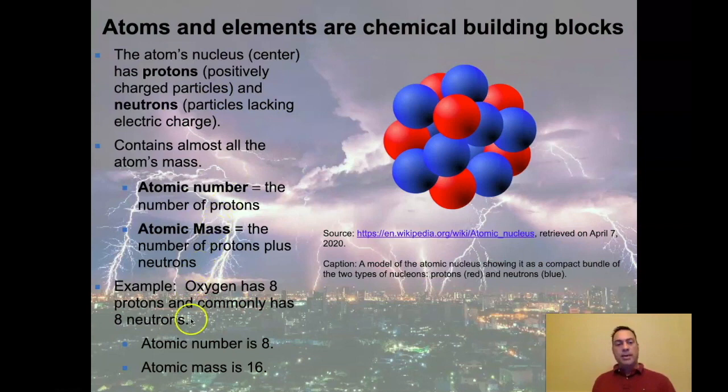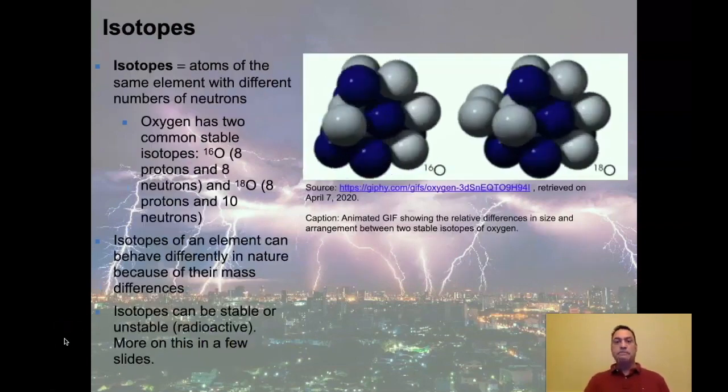Is it possible to have more neutrons? Sure, we're going to get into that in a moment. If you have more neutrons, the atomic mass goes up. But if the protons stay the same, it's still oxygen. It doesn't matter how many neutrons it has. It's still oxygen. Because the atomic number of oxygen is always 8. In fact, that's what defines oxygen, is the 8 protons.